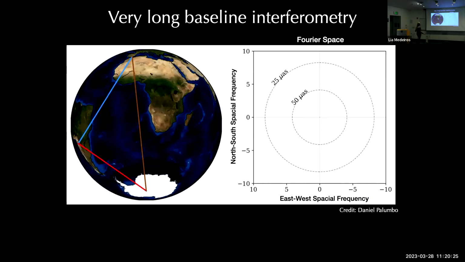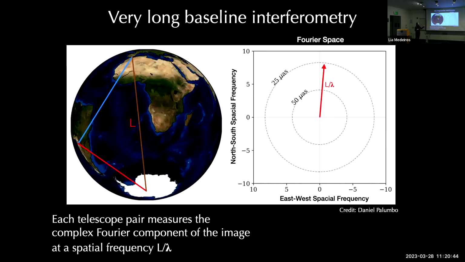Okay, so now we're finally going to shift onto the actual observations and the actual data. So the EHT is a very long baseline interferometer, and I'm going to give you a very brief intro to interferometry just in case it's been a while since you've seen it. So each pair of telescopes on Earth is called a baseline, and each baseline will observe a specific location in Fourier space.